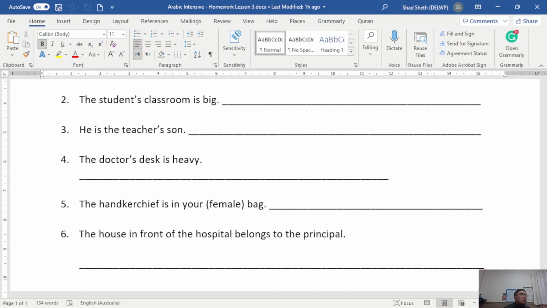Anyone want to answer? Bonus question. Why do we say lil mudiri instead of li al mudiri? No, that's just how you write. You actually will omit the alif there. So instead of li al mudiri, just to flow better, lil mudiri. So you will remove that.